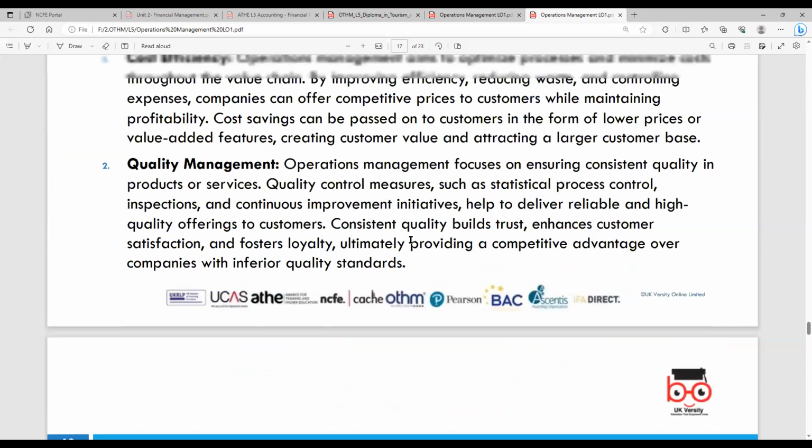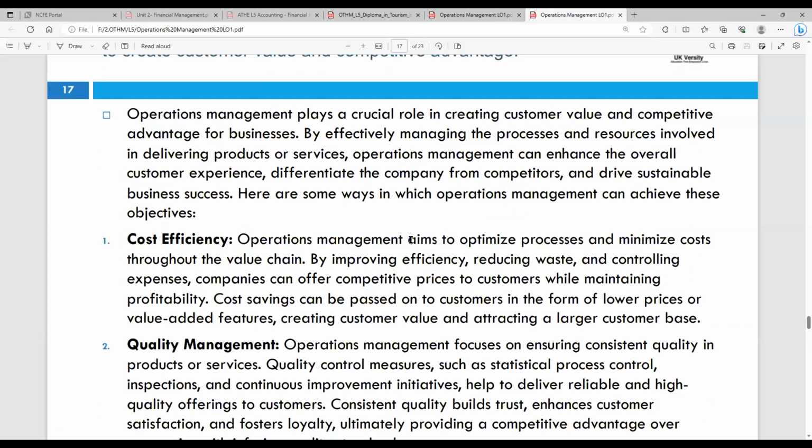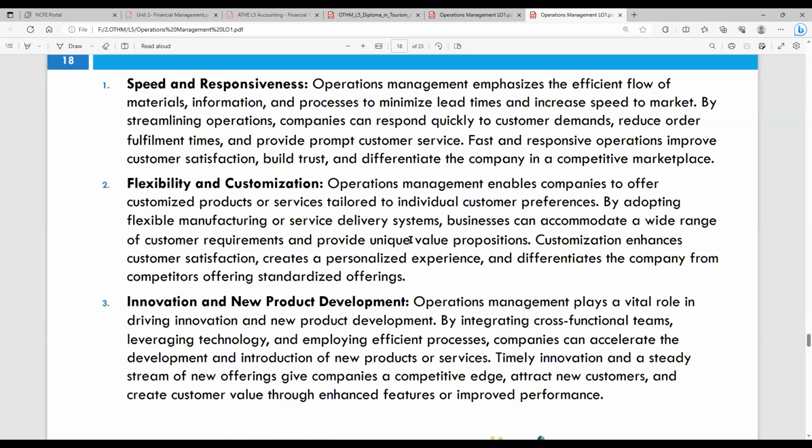way you can use to optimize cost is to look at operations management by way of customized products, i.e. you use the tailor-made, or you use the individual customer preferences, and by adopting flexible delivery times or service delivery systems, businesses will accommodate different types of customer requirement, and provide unique opportunities to stay in business, because you are providing a specialist service to that particular customer.